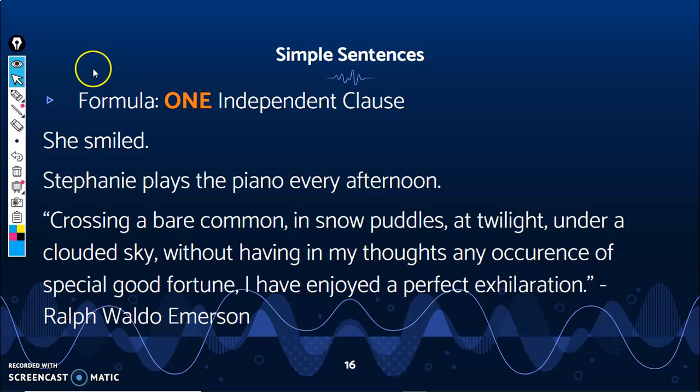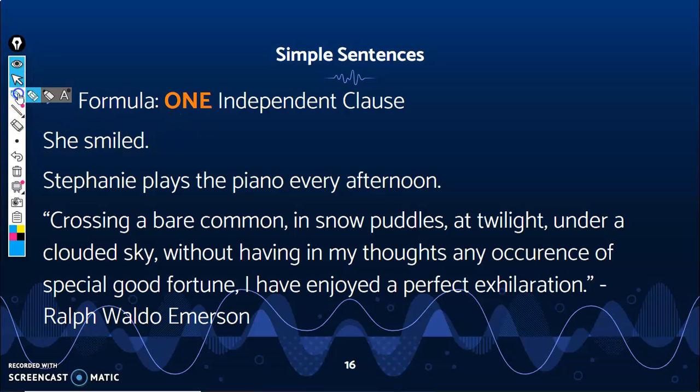Each one of these has a formula. Think of it as the idea of a mathematical formula that will help you to better understand the structure of these sentences. So a simple sentence has one independent clause. That's all it has. It has a subject, it has a verb, it has all of the information it needs to be by itself. It can have modifiers as well, but it is our simple sentence.